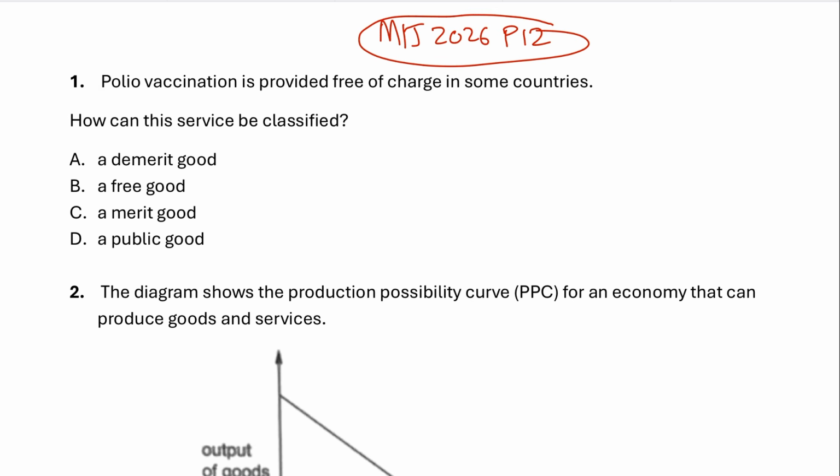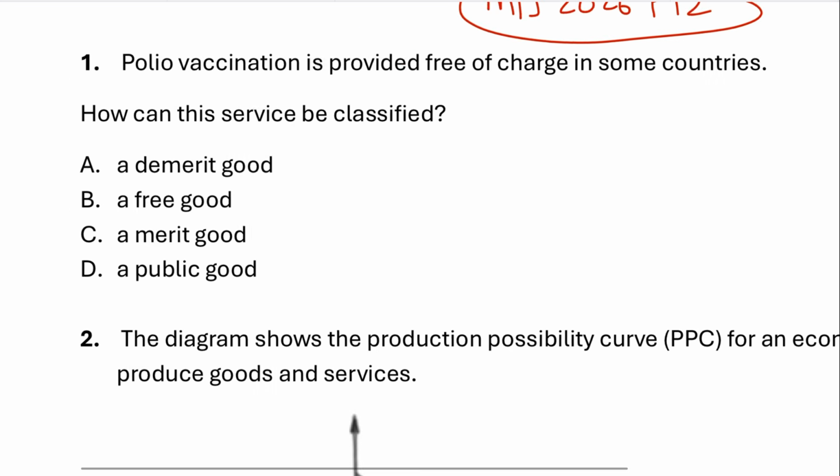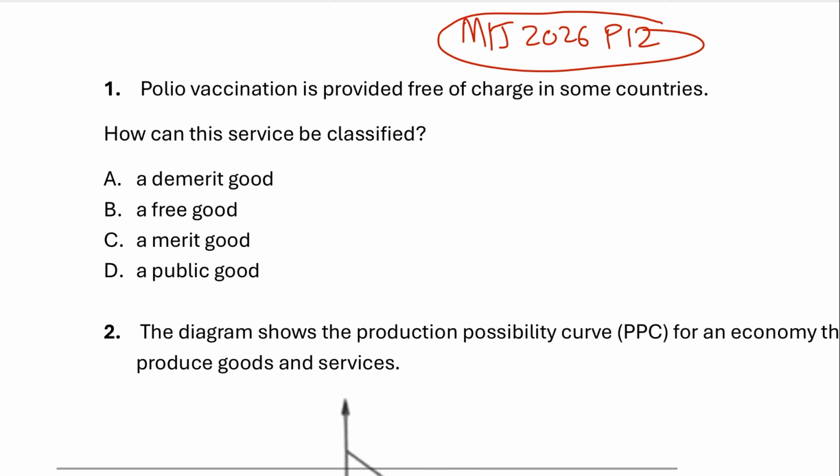The first question says, polio vaccination is provided free of charge in some countries. How can this be classified? A says demerit good, free good, merit good, or a public good. Now we know that polio vaccination would be a merit good because it would create benefits not only for the individual but also for the society as a whole, right? Because the vaccinated person is protected from the disease, and society also benefits because vaccination would reduce the spread of polio. So it has a positive externality, which makes C, merit good, the correct answer.